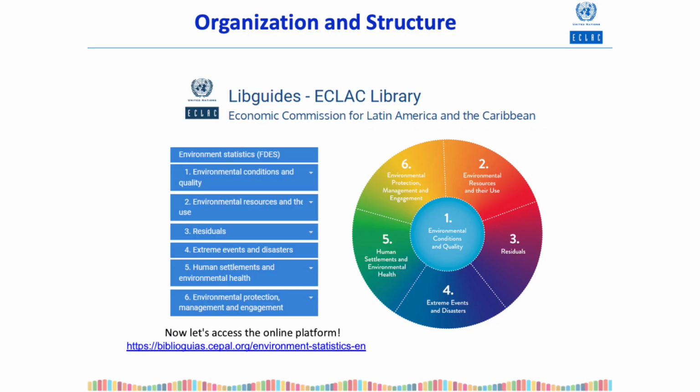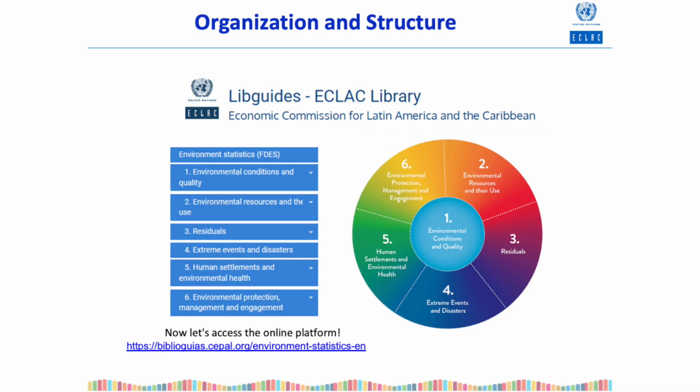How is the LiveGuide structured? What are each of its sections? What does each of its sections contain? The LiveGuide is organized according to the 6 components of the Framework for the Development of Environment Statistics, FDS: environmental conditions and quality, environmental resources and their use, waste, extreme events and disasters, human settlements and environmental health, and environmental protection and management. The idea is to have access to all documents related to any of these sections, as well as their methodologies and databases.